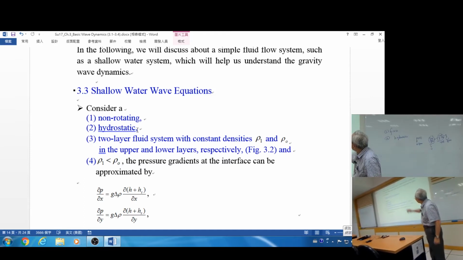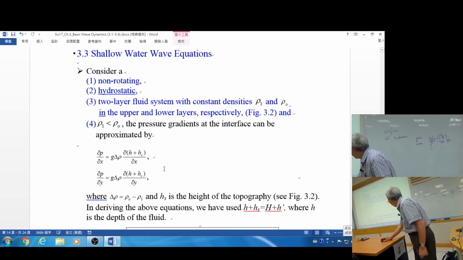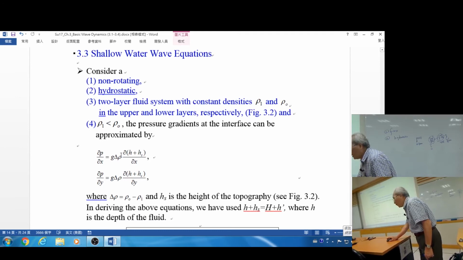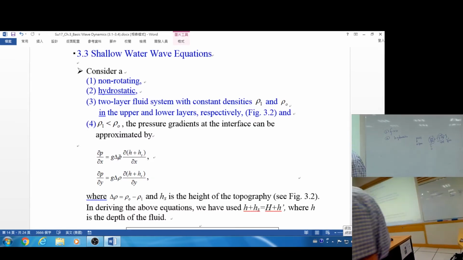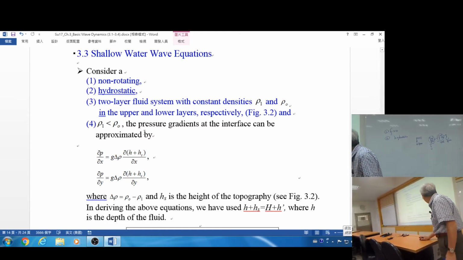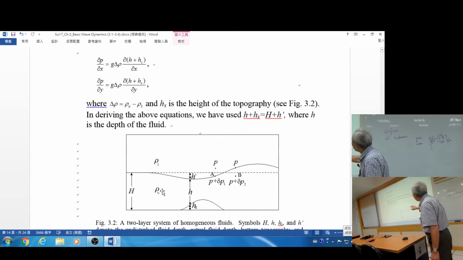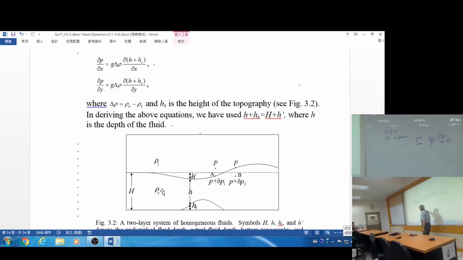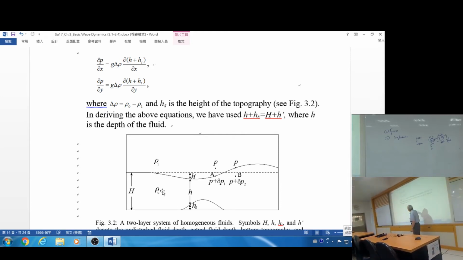Okay, and then the two-layer system. If we consider this, and rho 1 is less than rho 0, then we can calculate this. If you don't understand this, no worry, because we are going to do a homework on that one. So we consider this kind of system with two layers, where the lower layer is rho 0 and the upper layer is rho 1, and rho 1 is smaller than rho 0. What happens if rho 1 is greater than rho 0?